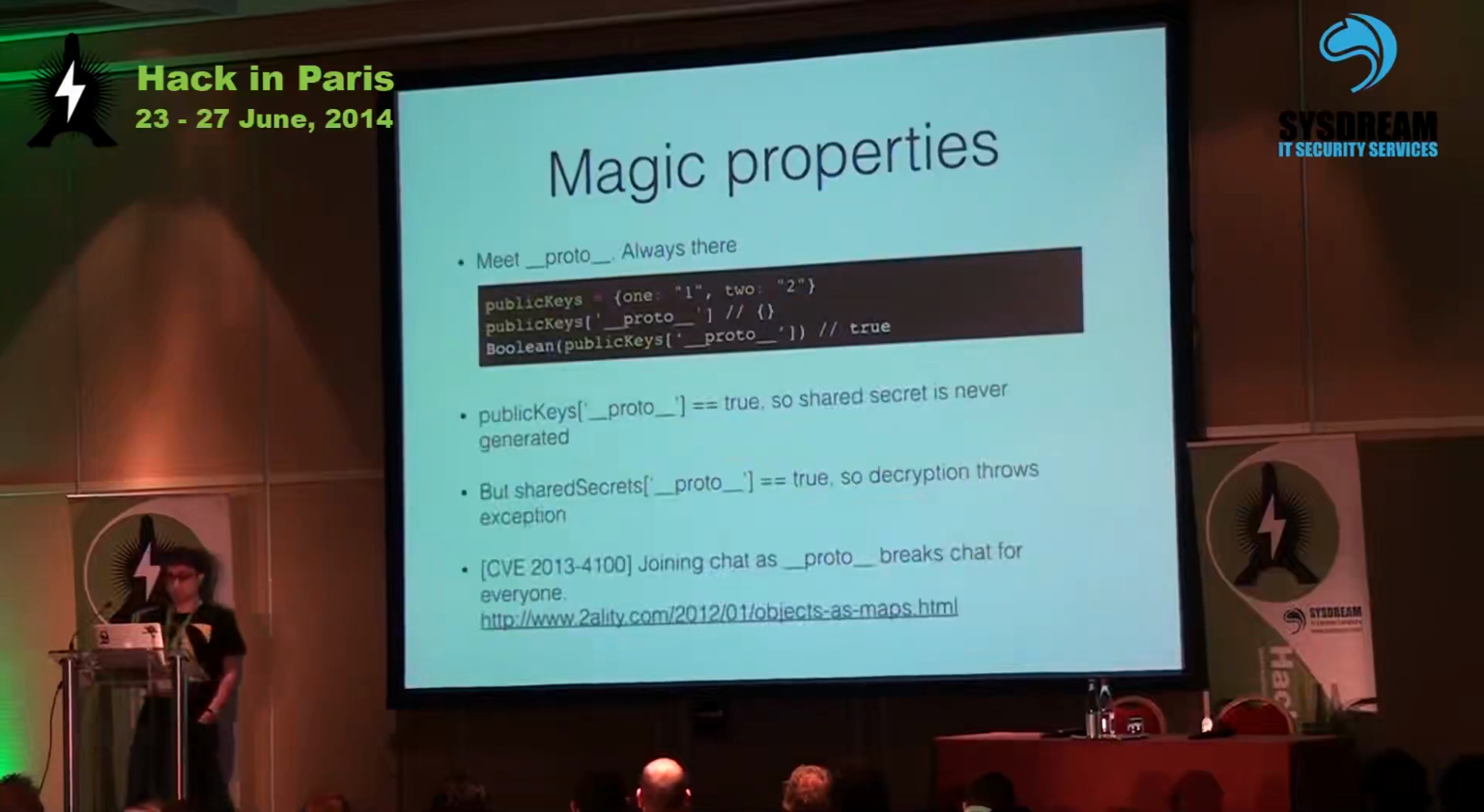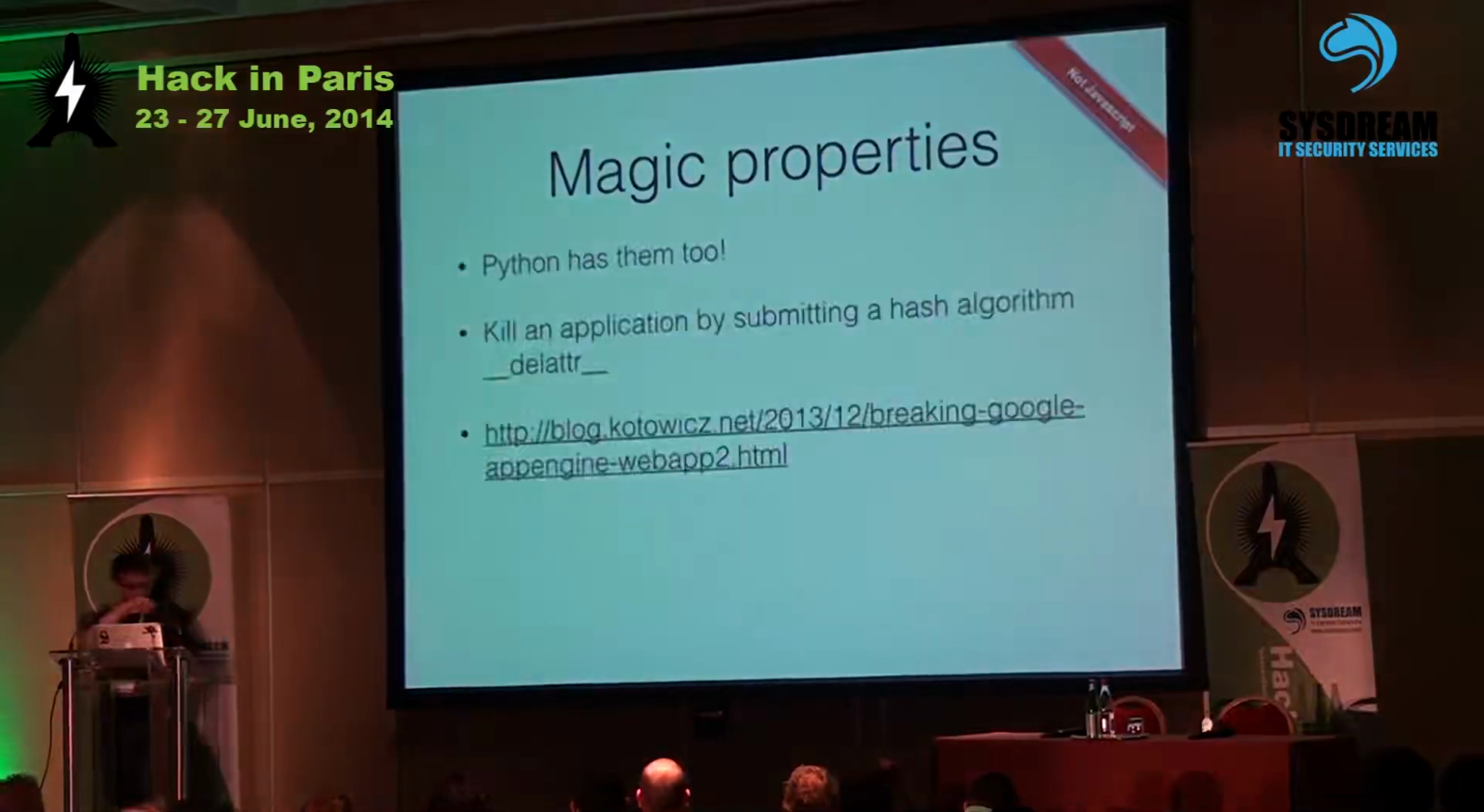So again, JavaScript magic. But this is not unique to JavaScript at all. Magic properties are present in a lot of, say, scripting or dynamic languages, in Python as well. So there was, for example, the large magic attribute or magic property, which can sometimes be used to alter the logic of the application as well.